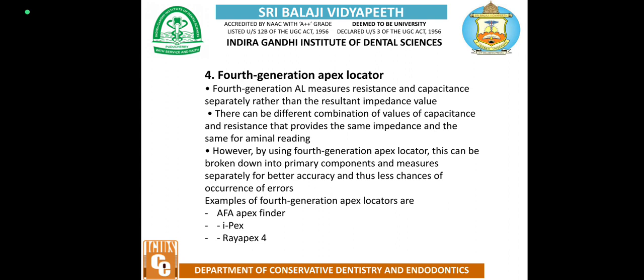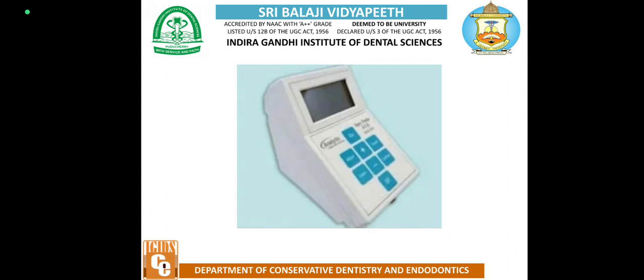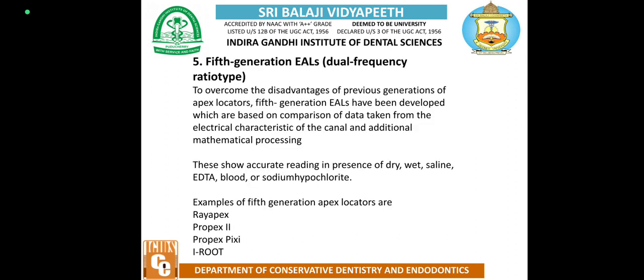Next is the fourth generation apex locator. Fourth generation apex locators measure resistance and capacitance separately rather than the resultant impedance value. There can be different combinations of values of capacitance and resistance that provide the same impedance and the same minimal reading. However, by using a fourth generation apex locator, this can be broken down to primary components and measured separately for better accuracy and thus fewer chances of errors. Examples of fourth generation apex locators are AFA Apex Finder, iPex, Raypex 4.